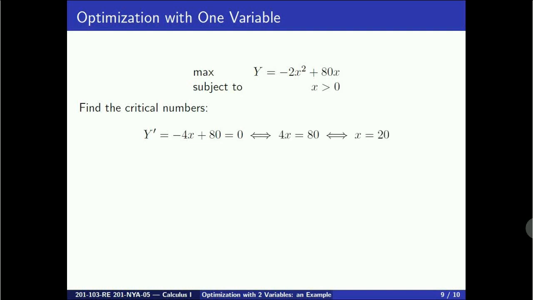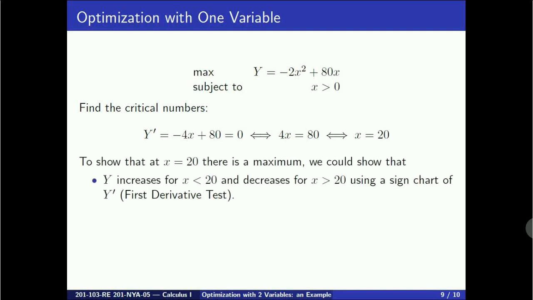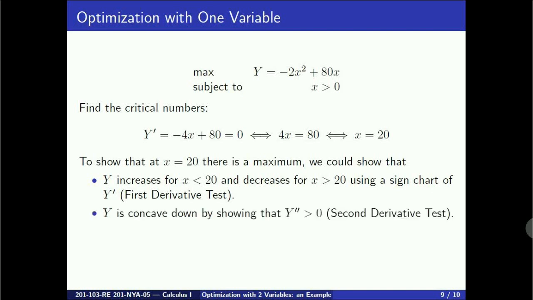And to show that x equals 20 is a maximum, we could show that y increases for x less than 20 and decreases for x larger than 20 using a sign chart of y prime. That's called the first derivative test. Or we could show that y is concave down by showing that its second derivative, y prime prime, is negative. That's called the second derivative test. Now, in this case, since y prime prime is pretty easy to obtain, we try the second option. We can always come back to the first option if that doesn't work.